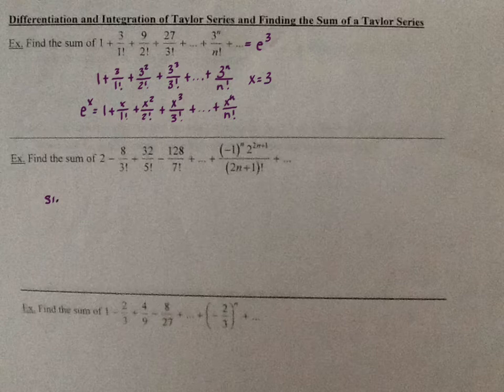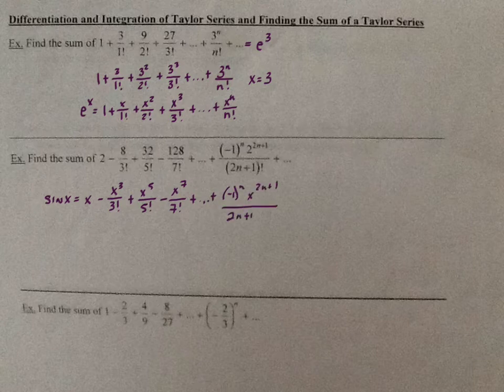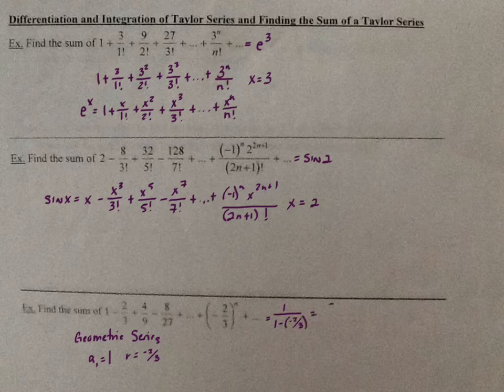For the next one, it kind of looks like sine x, because each of the factorials at the bottom are alternating odd numbers, and the exponents are odd numbers. So it kind of looks like the sine function with 2 plugged in. So that series above is just equivalent to sine of 2. And for the last one, you should notice that that's a geometric series with the first term being 1 and r being negative 2/3, so it's 1 over 1 minus negative 2/3, and you should get 3/5.